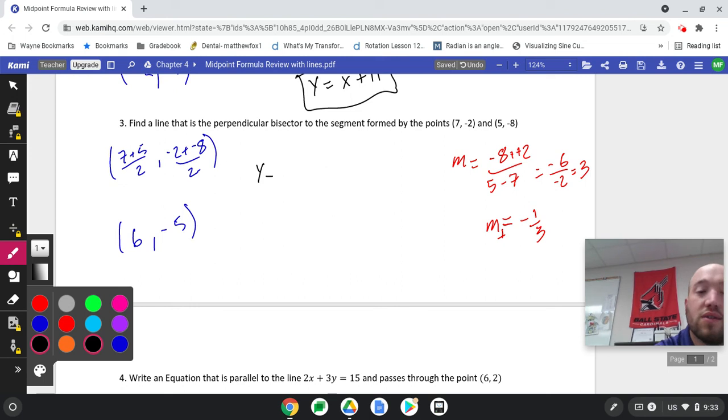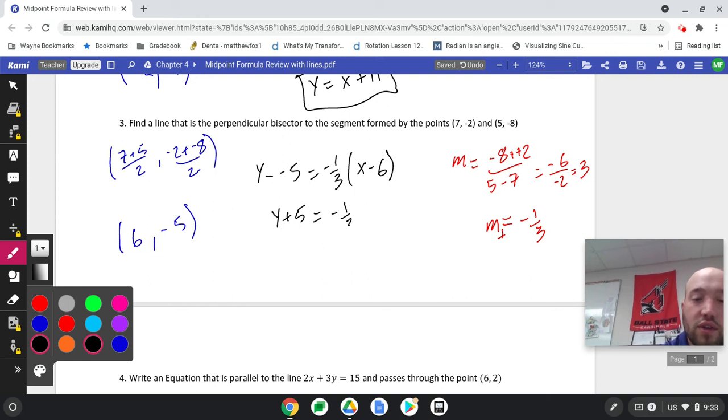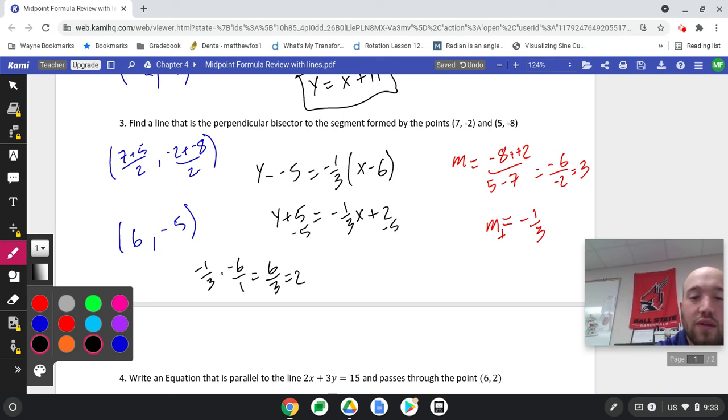So now y minus negative 5 equals negative 1/3 times x minus 6. So that'll be the same as y plus 5 equals negative 1/3 x. Negative times a negative is positive. 1/3 of 6 is 2, if you're not sure how we got that. So negative 1/3 times negative 6, which is over 1, that'll be 6 over 3, which reduces to 2. Okay, all we got to do now is subtract the 5. So y equals negative 1/3 x minus 3.